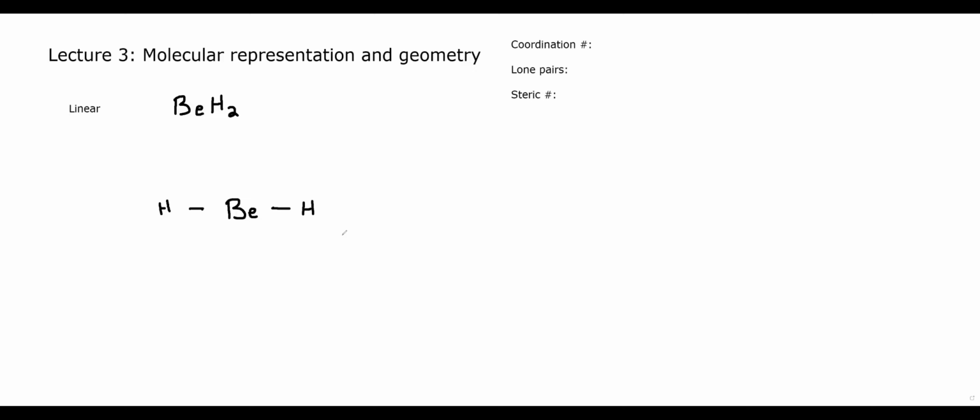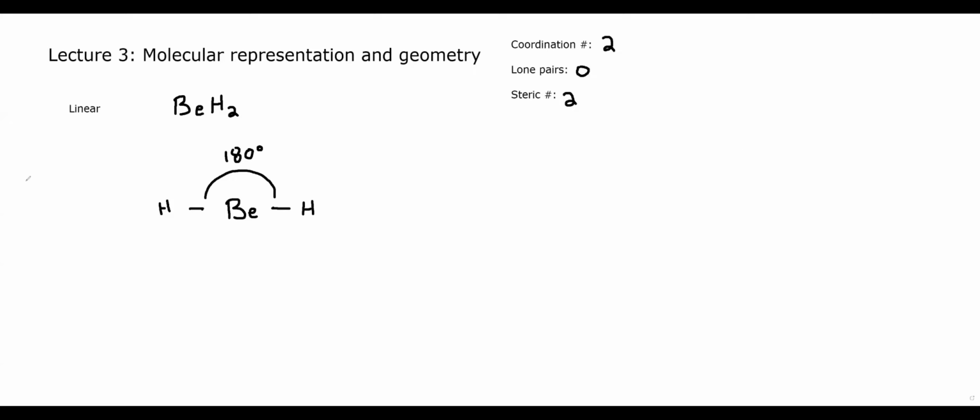VSEPR theory says things are going to spread out as much as possible. So these 2 hydrogens will spread out as much as possible, giving us a straight line. Quite obviously, this would be 180 degrees. They are on opposite sides of beryllium. Considering our coordination number, we have 2 bonds. We have 0 lone pairs, which gives us a steric number of 2. Okay, so that's all of our molecular geometry.